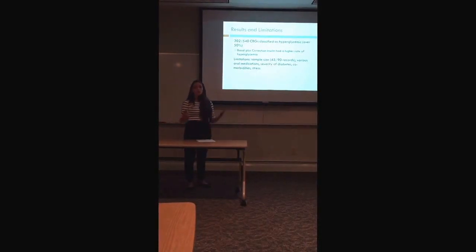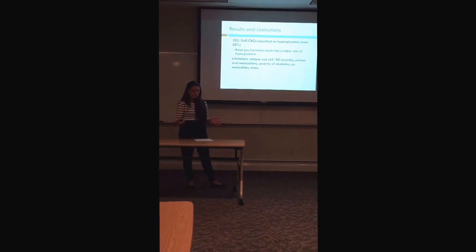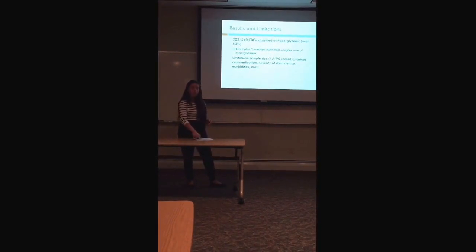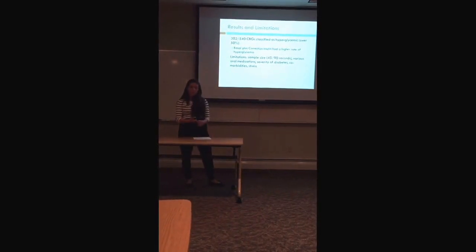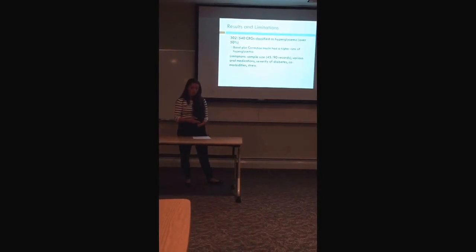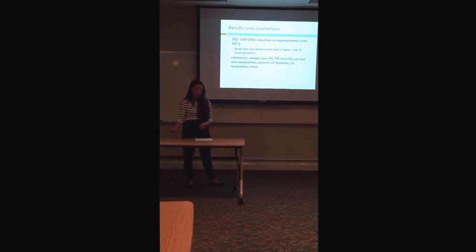The results: overall there were 540 capillary blood glucose levels taken from the subjects. 302 of these levels were classified as hyperglycemic, which was over 50% of the capillary blood glucose levels. They also found that the sample age ranged from 30 years old to 70 years old, and in the basal plus correction insulin group, the trending values for hyperglycemia were higher. There were 185 out of 264, or 70%, of the capillary blood glucose levels collected characterized as hyperglycemic, whereas for the correction insulin only group, there were 117 out of 276, or 42%, identified as hyperglycemia.